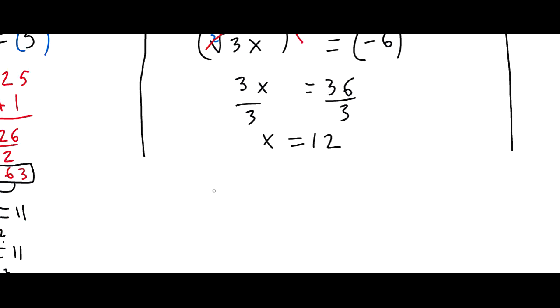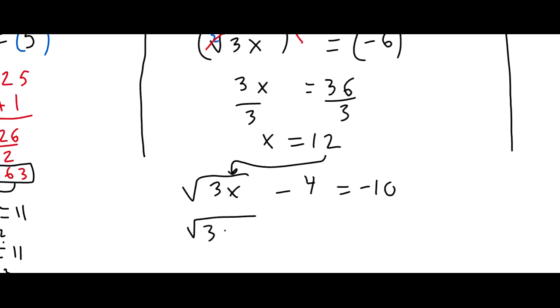We started with the square root of 3x minus 4 after the square root equals negative 10. Take the 12, substitute it for the x, which leaves you the square root of 3 times 12 minus 4 after the square root equals negative 10. So we have the square root of 36 minus 4 equals negative 10. Question, is that true?